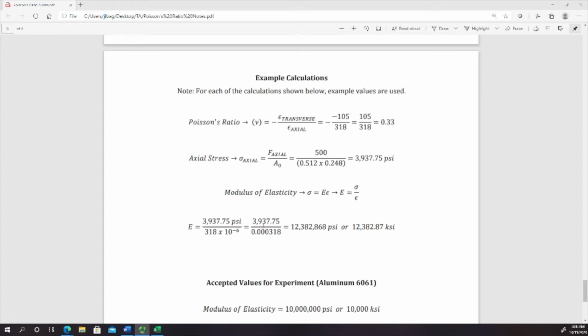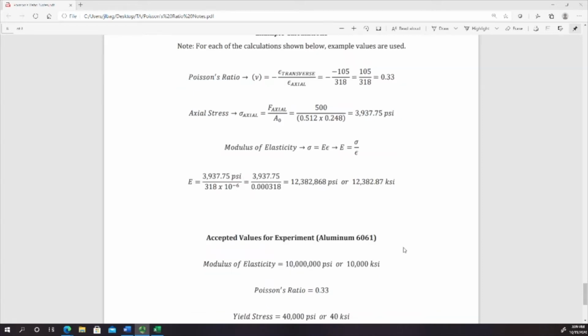So if we take our stress value divided by our strain value in the proper units, then our modulus of elasticity value is 12,380,000 psi in this case, for this particular load. So this is for the 500-pound case. Or we can look at it as 12,382 ksi. You can use either units that you want to input this in, psi or ksi, or you can use a different unit if you like. Just keeping it in this unit makes it fairly easy.